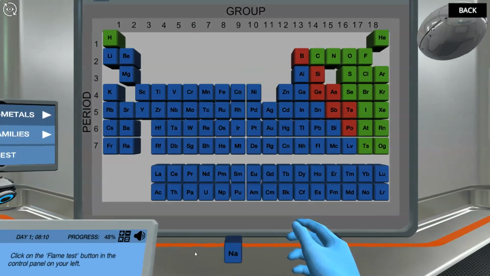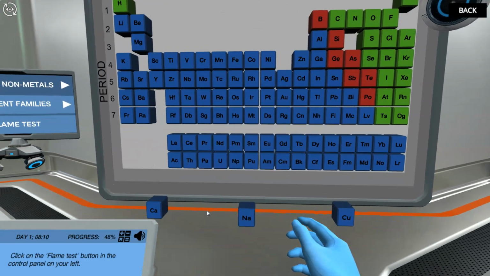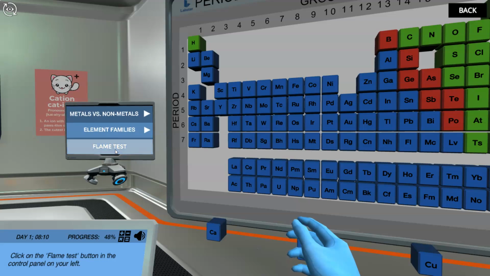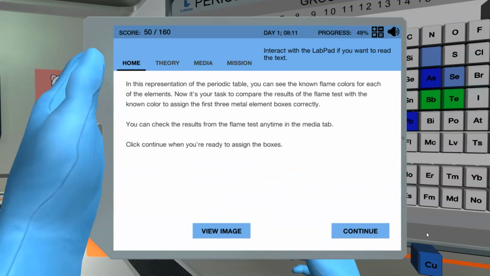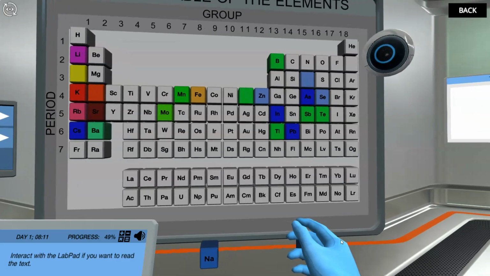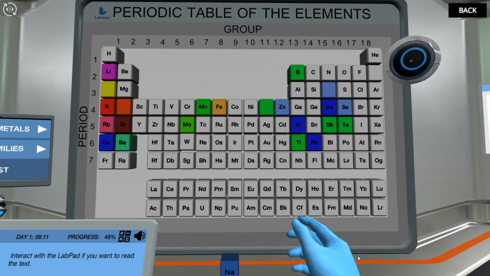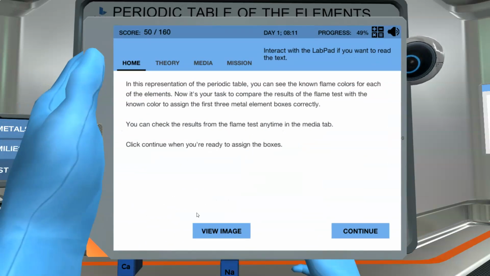Click on the Flame Test button in the control panel on your left. In this representation of the periodic table, you can see the known flame colors for each of the elements. Now it's your task to compare the results of the flame test with the known color to assign the first 3 metal element boxes correctly. You can check the results from the flame test anytime in the Media tab. Click Continue when you're ready to assign the boxes.